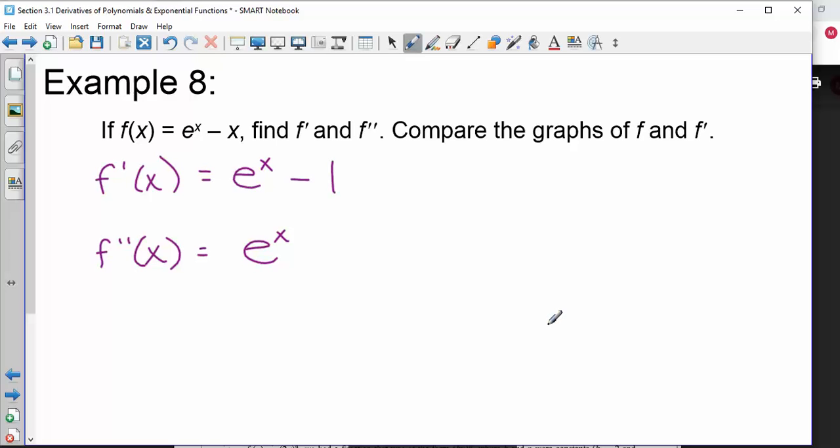I put on here for you to compare the graphs of f and f prime. I just wanted you to see the relationship. So if you want to grab your graphing calculator really quick. I'm just going to put in my y1, the original function, e to the x minus x, and my y2 will be the derivative, e to the x minus 1.